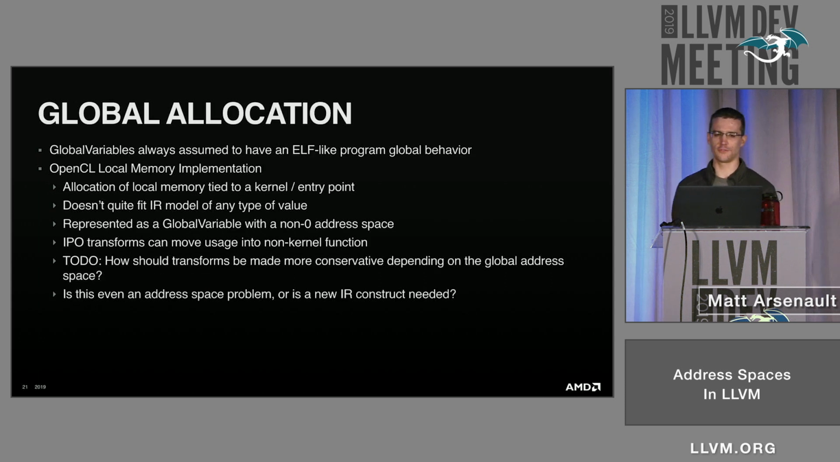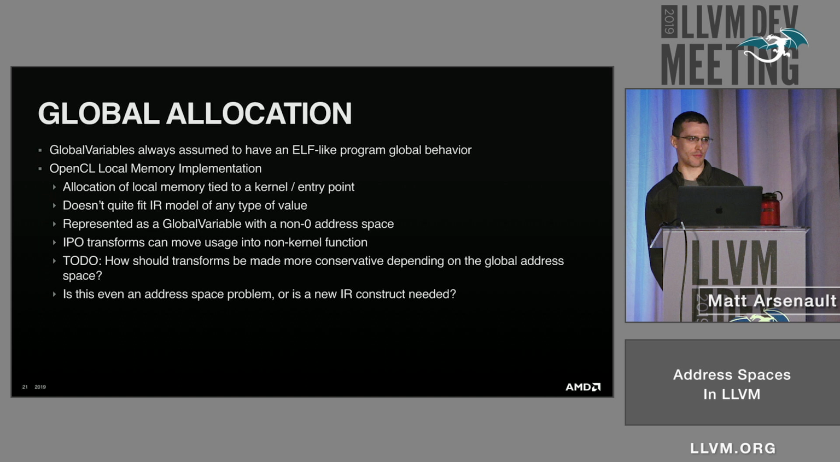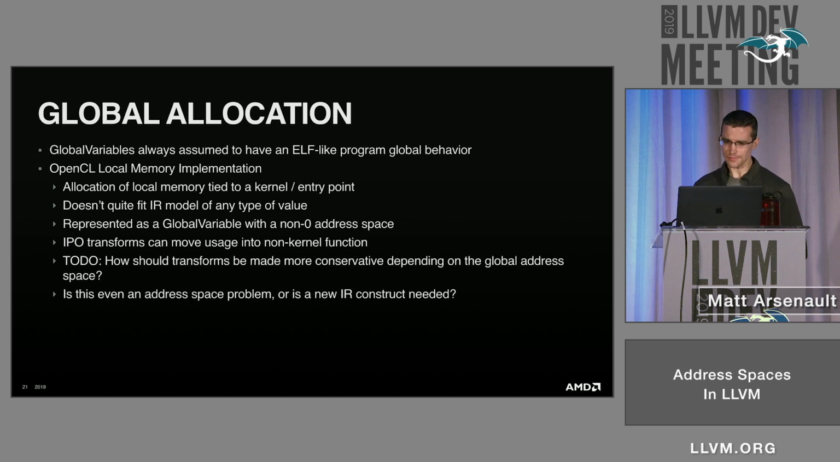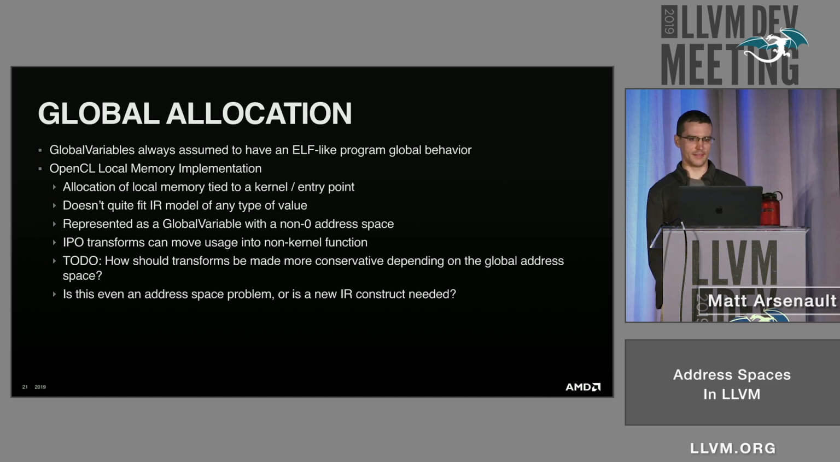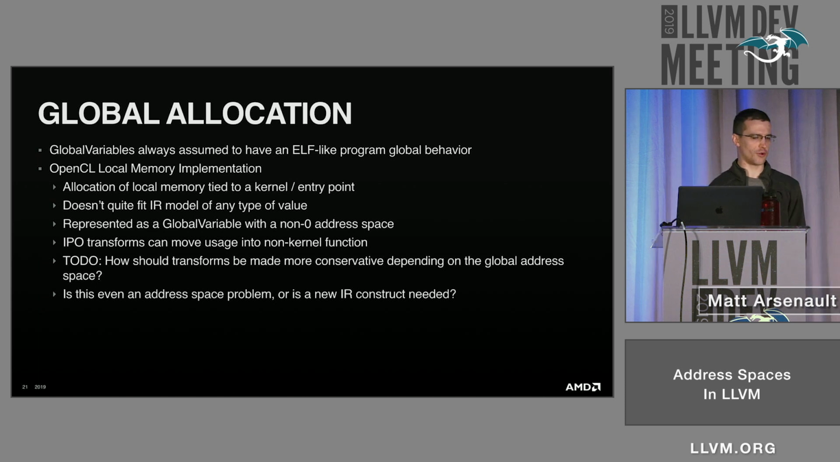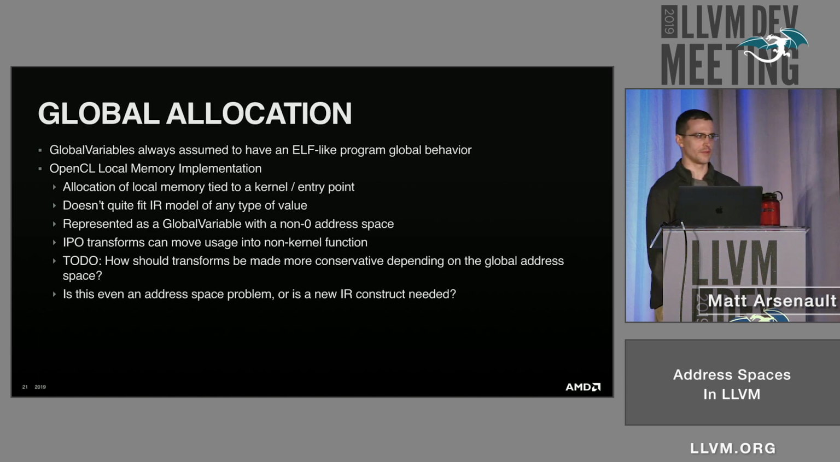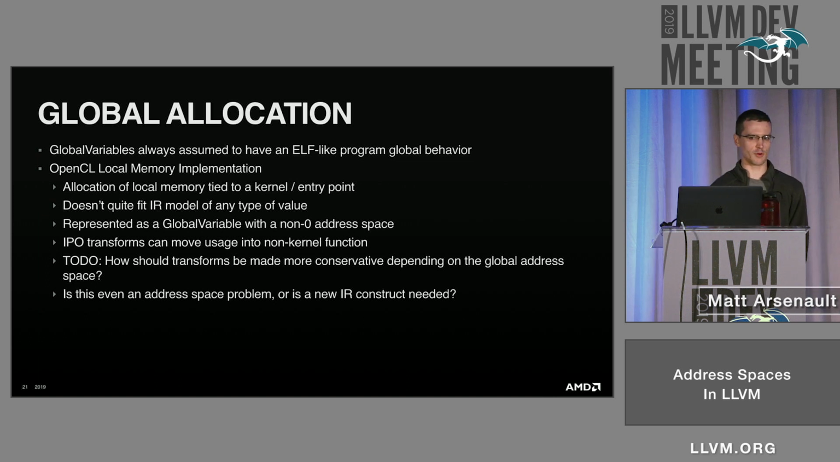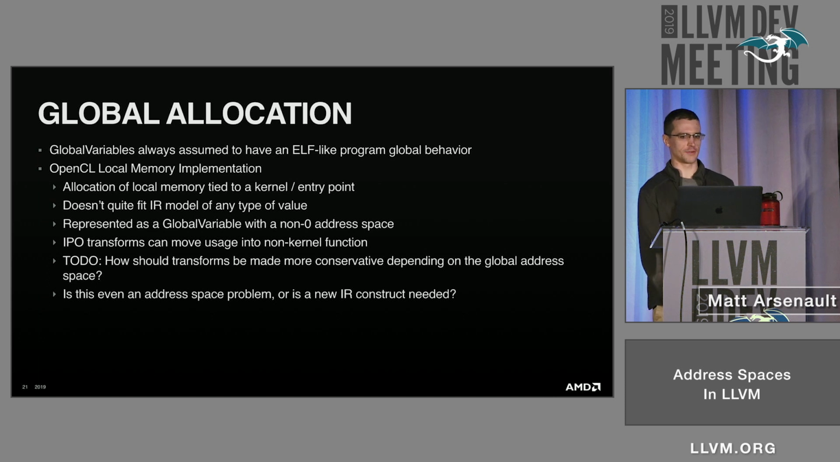So one sort of related issue is how global variables within address spaces are allocated. Everything kind of assumes an ELF-like global program behavior regardless of the address space. This is a problem for OpenCL because OpenCL local memory is defined in a weird way. It is tied to your kernel or entry point function and isn't really a program global, although that's the closest thing we have in the IR to represent it. It's somewhere between an alloca and a global variable.